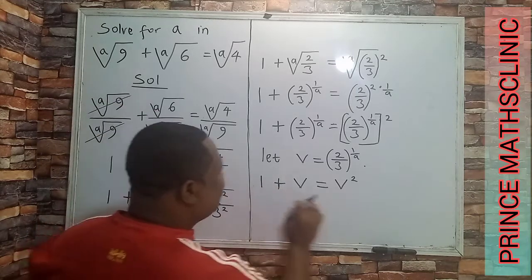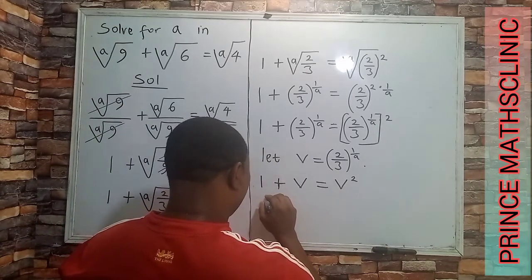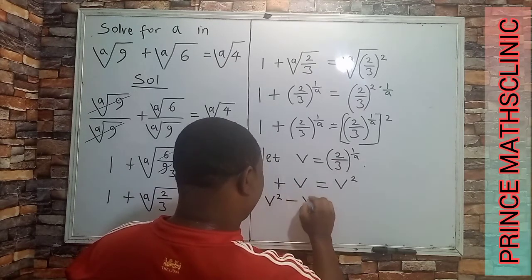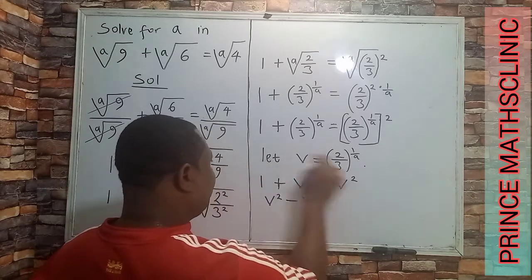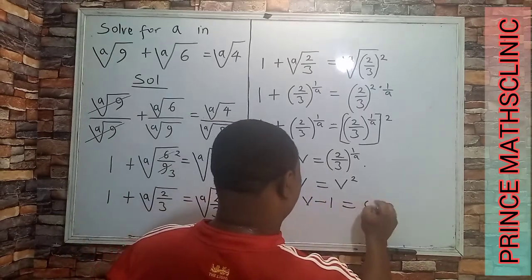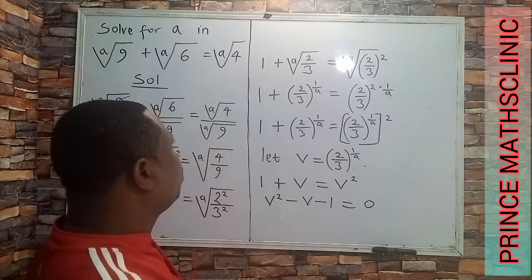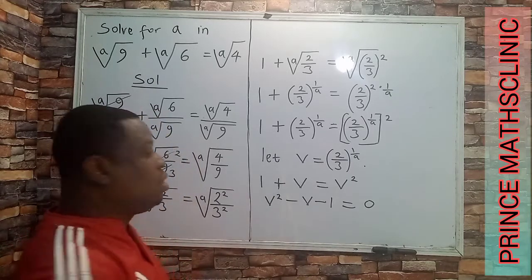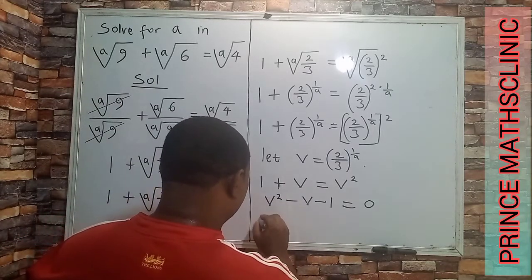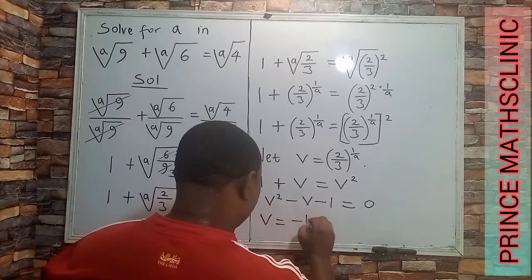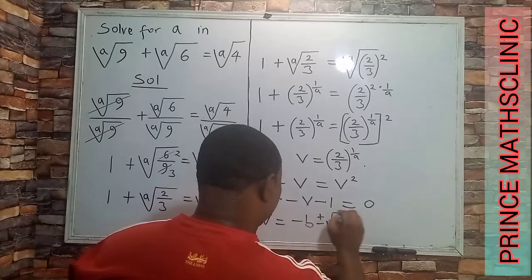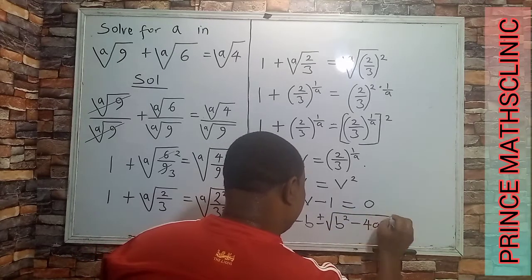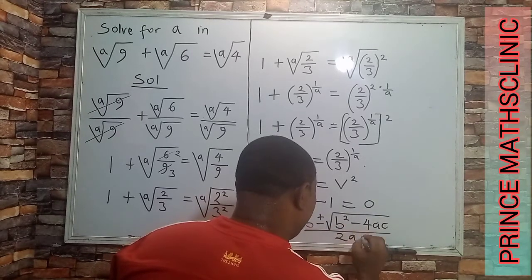Rearranging this by bringing everything to this part, it becomes v squared. If v comes here, it turns to negative v. The sign will change. The sign here is positive. If you cross it turns to negative 1 equals 0. So now I want to use the quadratic formula to solve this. The quadratic formula says for me to get my v, I will have to use negative b plus or minus square root of b squared minus 4ac over 2a.